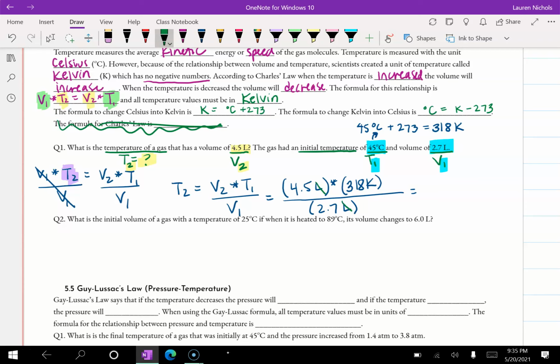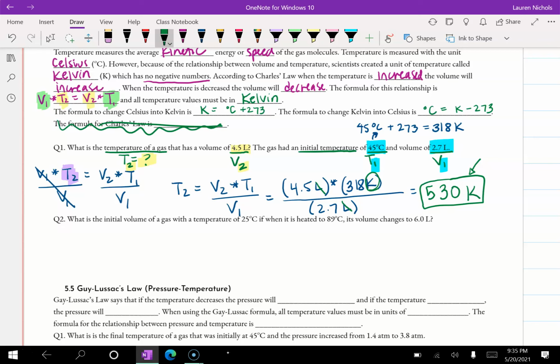And so again, we do this in our calculator. We simplify the numerator first. So 4.5 times 318 is 1,431. And then we divide by 2.7. And that gives us 530 Kelvin, because that is my unit. Now, this question just says, what is the temperature? So we can leave it in this unit.